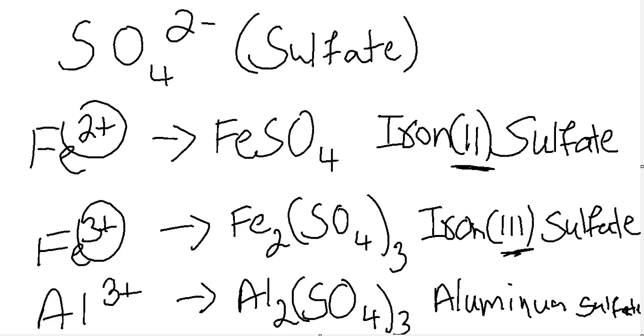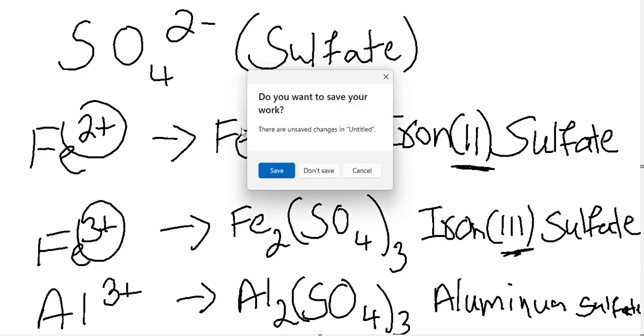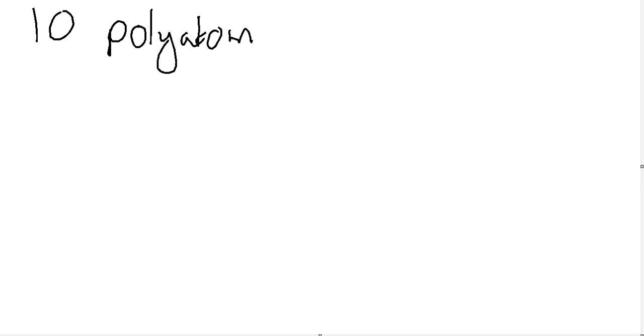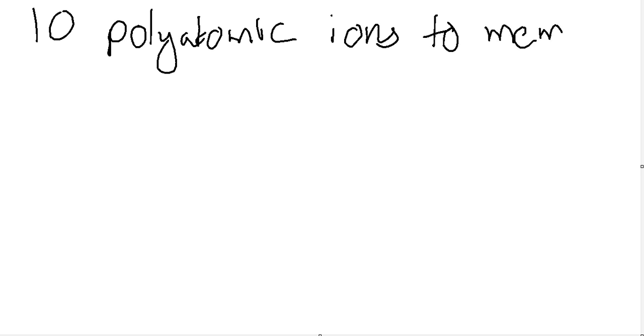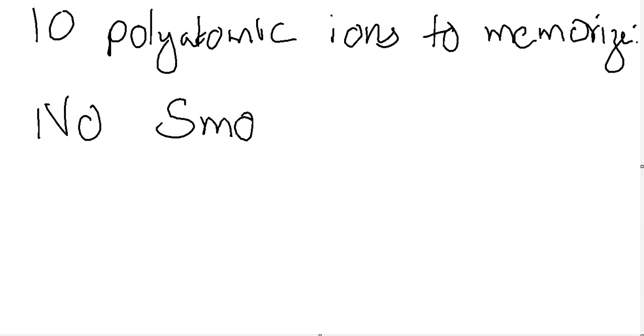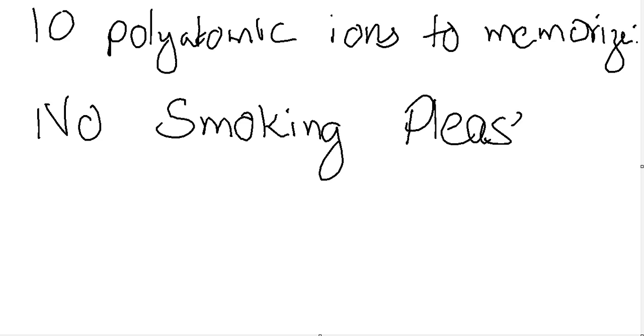With that said, what are the polyatomic ions you should know by heart in order to perform well in the exam? There are 10 polyatomic ions that I want you to memorize. Number one, well, actually 6 of them you can apply this rule of no smoking, please. We have talked about this in the class if we met in the class. But this will make it easy.